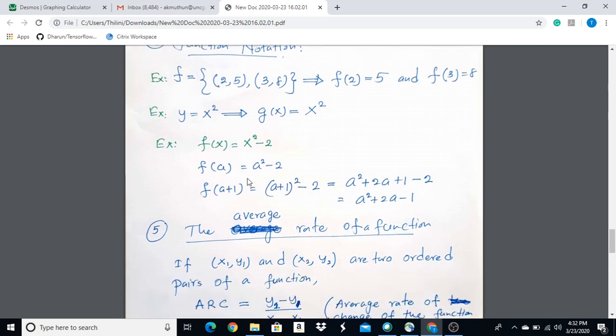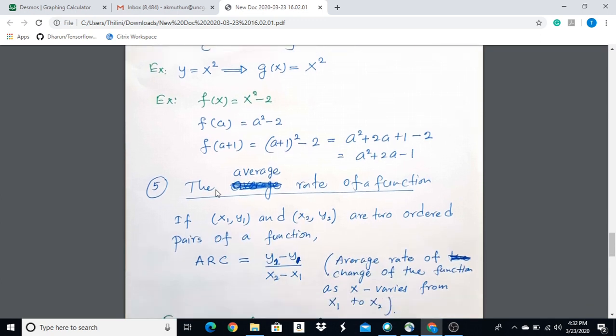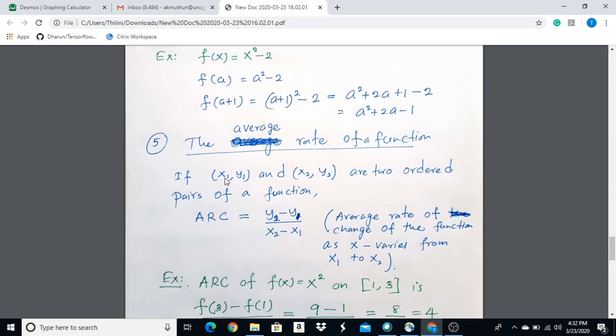Now, with this knowledge, we're going to talk about the average rate of change of a function. Let's say we have two points, or two ordered pairs, of a function f.